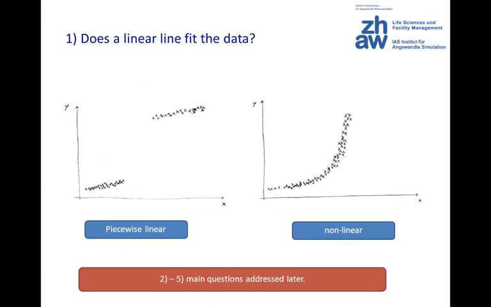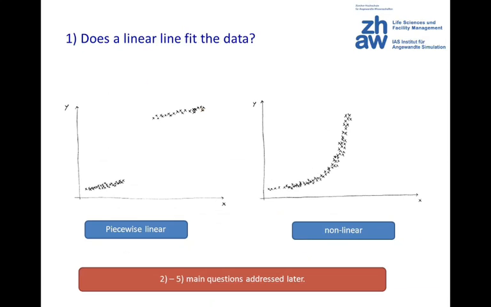Now let's address these questions a little more precisely. The first question: does a linear line fit the data? Well, here we have two examples where it clearly does not. The example on the left is a piecewise linear function where we would have to split the domain of interest into the left and the right part. And on the right side we have clearly non-linear behavior.